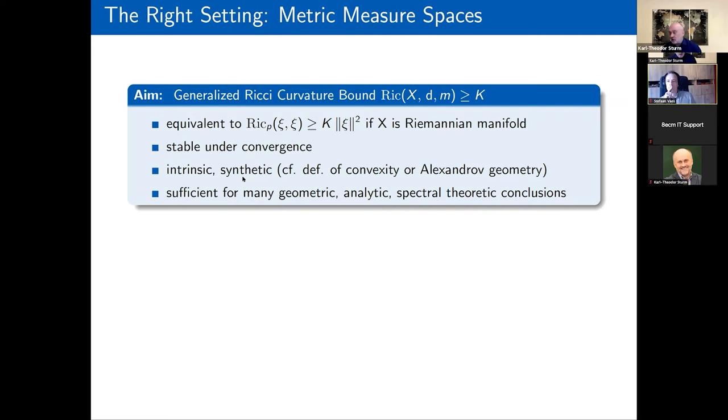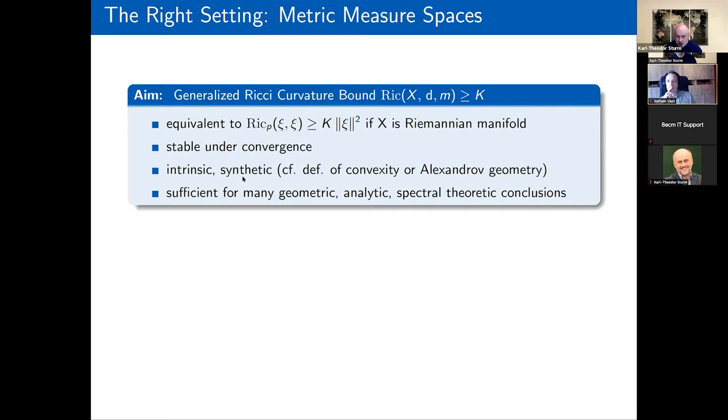And last but not least, of course, we hope, we expect that such a bound allows us to deduce a broad variety of results which are known in Riemannian geometry and which depend there only on lower Ricci curvature bounds.